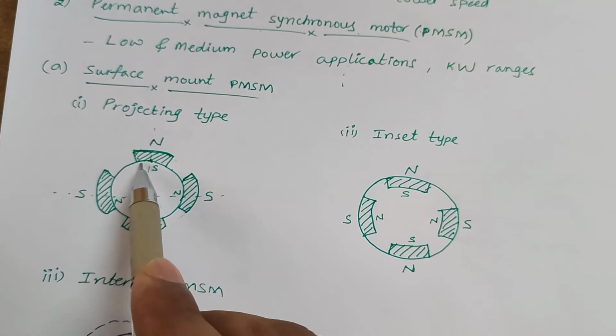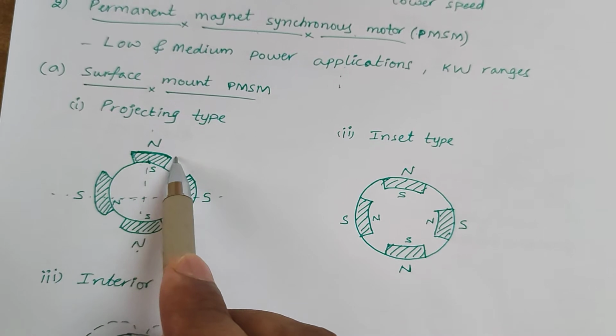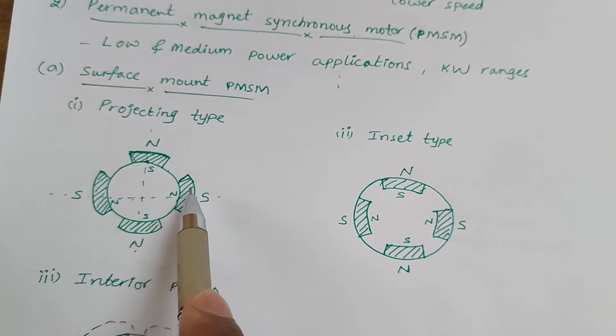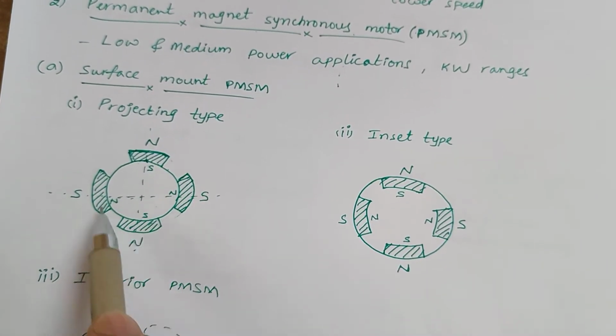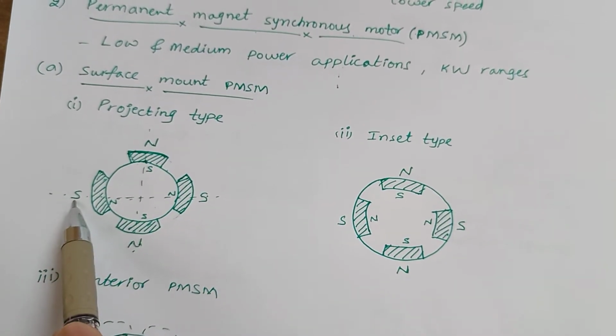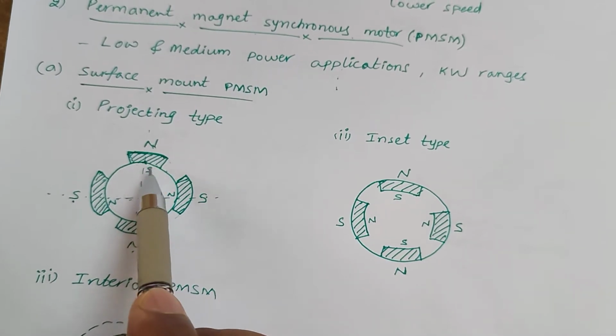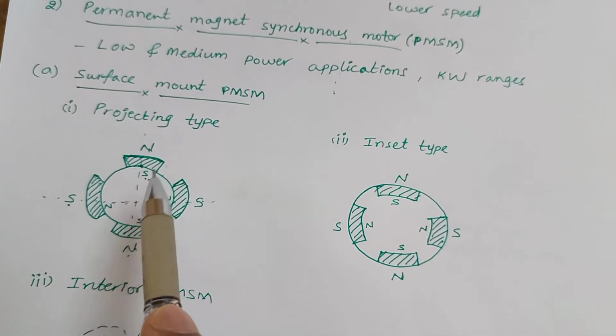Here this cylindrical shape is nothing but the rotor. On the rotor, these hatched portions are nothing but permanent magnets. So four permanent magnets are placed. The corresponding north and south poles are placed here. The opposite sides of the permanent magnets will have the other pole, right?